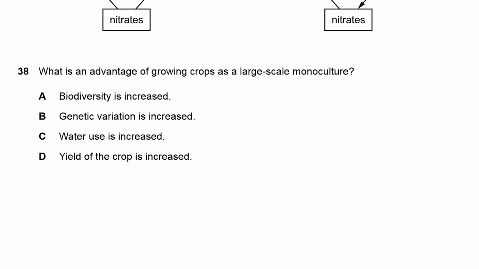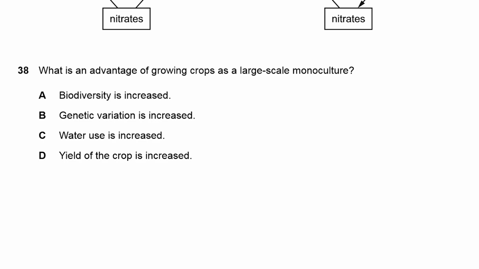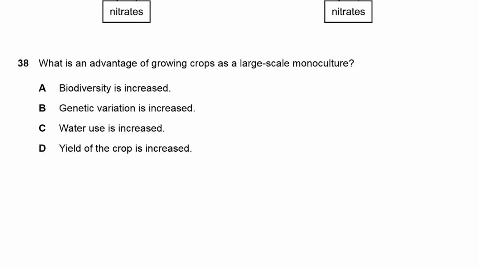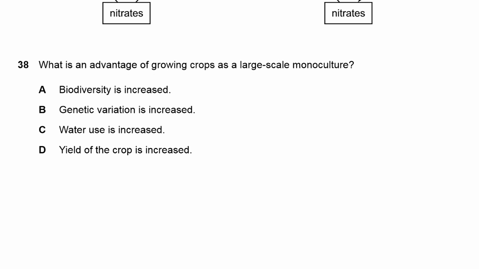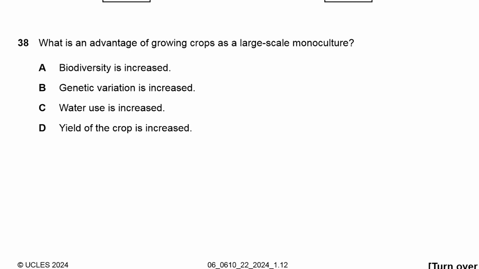Biodiversity is increased. No, it decreases biodiversity. Genetic variation is increased. They're all of the same kind, so there's no genetic variation. Water use is increased. No, it depends on the type of farming, and then again, yield and the time. If it's irrigation farming, yeah, more water will be used. But if it's rain season, it's just normal. Yield of crop is increased. So yield of crop is increased when you have a large-scale monoculture.